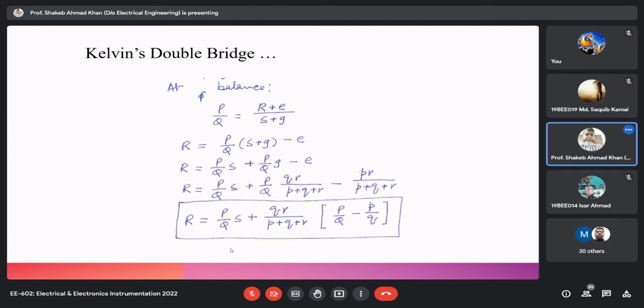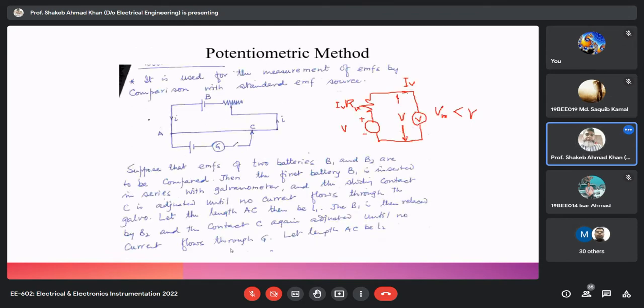Yes. Now another method is the potentiometric method. What do you know about the potentiometer? You people had performed the experiment also. So I want to listen to something about the potentiometer from you.